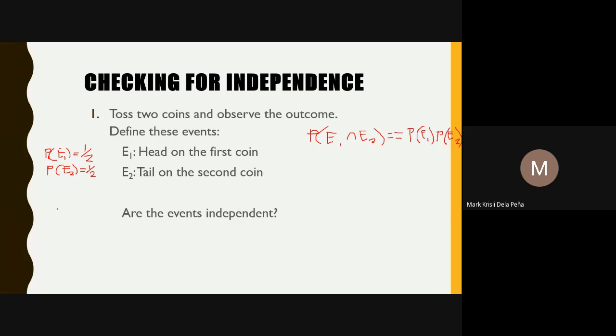Before that, let's identify first the outcomes in our sample space. Take note that we are tossing two coins, so the possible outcomes would be: head on the first and head on the second, head for the first and tail for the second, tail in the first and head in the second, or tail on both coins. As you can see, in our event 1, head is on the first coin, so you have these two. That's why we have 2 out of 4, or simply 1/2. Then we have tail on the second coin, these two here, and that's also 2 out of 4.